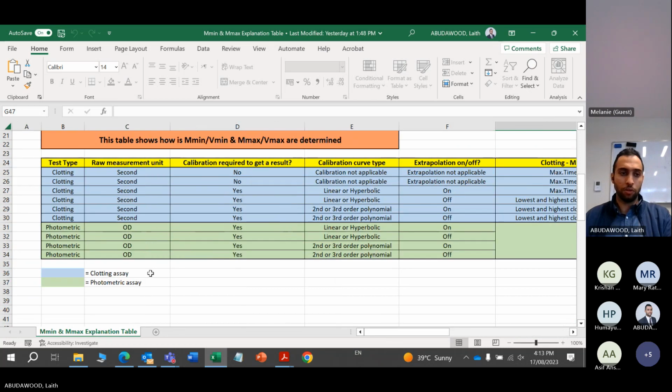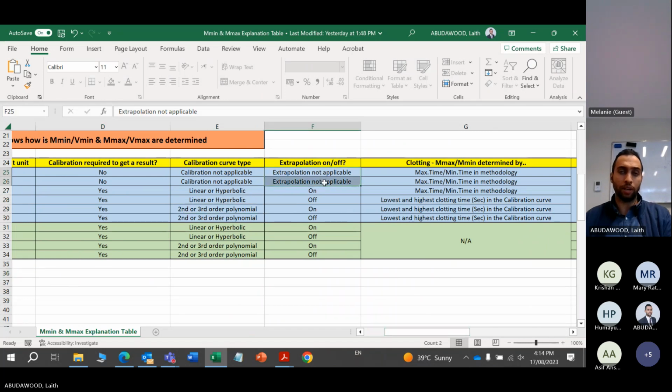So, as you can see, of course, we have clotting assays and we have photometric assays. Fine. Raw measurement for clotting assays is always in seconds. Raw measurement for photometric assays is always optical density. Calibration required or not required, as explained. If I want to convert away from the raw measurement, of course, I need the calibration. The only case where I report the raw measurement as it is, is when I report clotting assays in seconds. That's it.